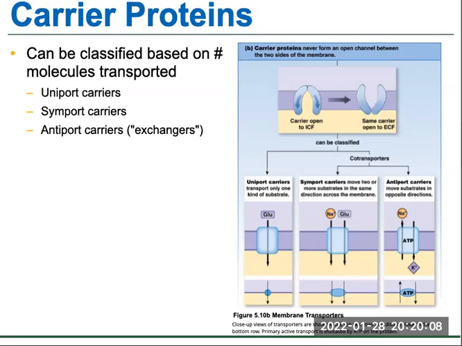Some carrier proteins move only one kind of molecule, and these are known as unipore carriers. If a carrier can move two or more substrates in the same direction, we call it a symport. If it moves substrates in opposite directions, in this case sodium in this direction and potassium in the reverse direction, this is called an antiport. Antiports are sometimes also known as exchangers.